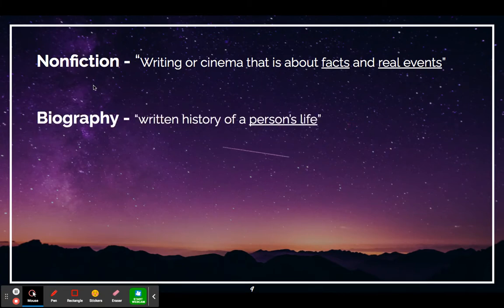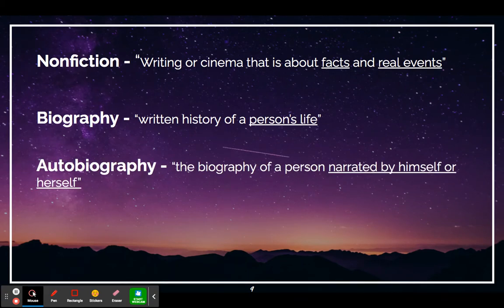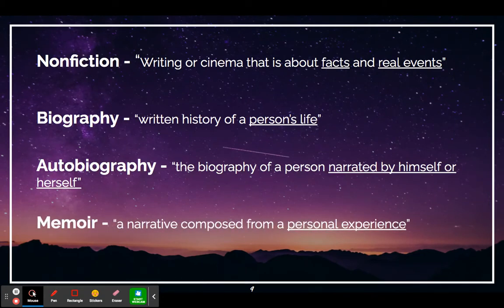Within nonfiction, we can find things like biographies, which are a written history of a person's life. An autobiography is the biography of a person narrated by him or herself. Or a memoir, a narrative composed from a personal experience. To show you the difference between these three things, a biography is if I were to write a book about my husband's life. If my husband wrote a book about his own life, that would be an autobiography because it's about him and he's the one writing it.